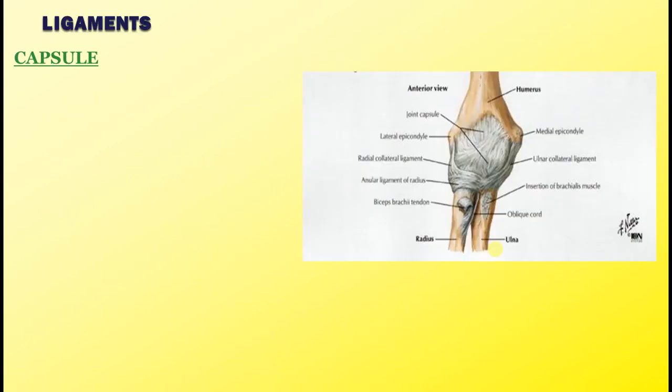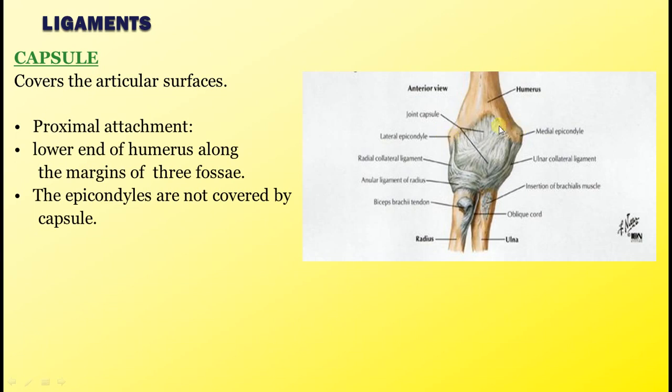The capsule of the elbow joint is attached to the margins of the articulating surface. So around the lower end of the humerus, along the margins of the coronoid fossa and along the margins of the radial fossa. But the epicondyles are not present within the capsule, so the epicondyles are not covered by the capsule. That is the upper attachment anteriorly.